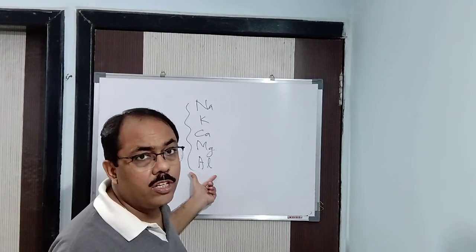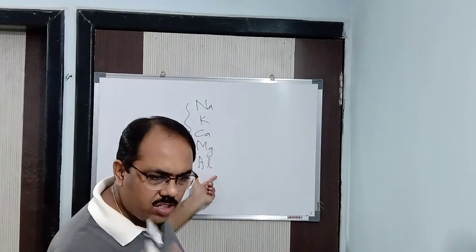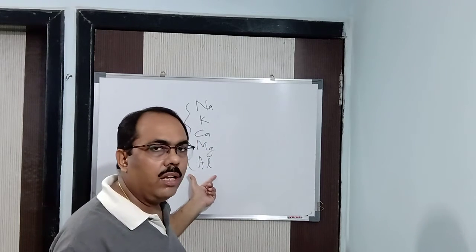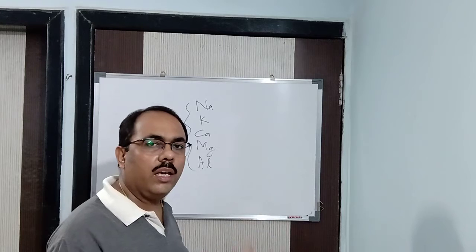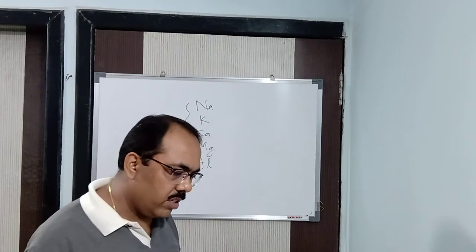So hence it cannot be reduced by ordinary reducing agent. Because if it at all is reduced, let us say it is reduced, it will immediately combine with oxygen again to form alumina, Al2O3. Again oxide will be formed. Then what is the use of reducing that metal by using the reducing agent? So it cannot be done.